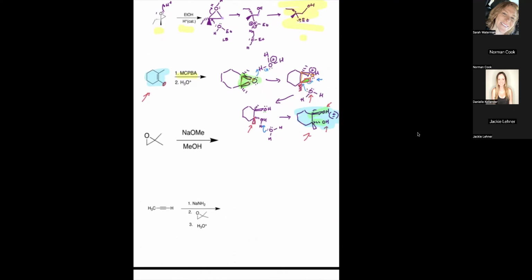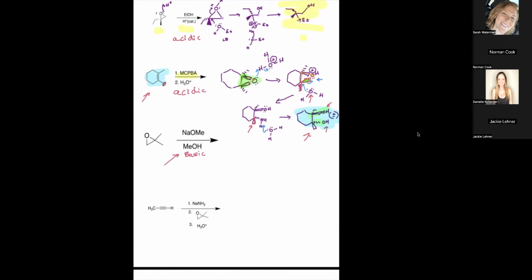Okay, what do we have next? Okay, so we talked about this before, right? This was acidic. This is obviously also acidic, but different, right? But so this, what is this? Is this acidic or basic? Basic. Yep, exactly. So what does it mean when you have an epoxide in basic conditions?